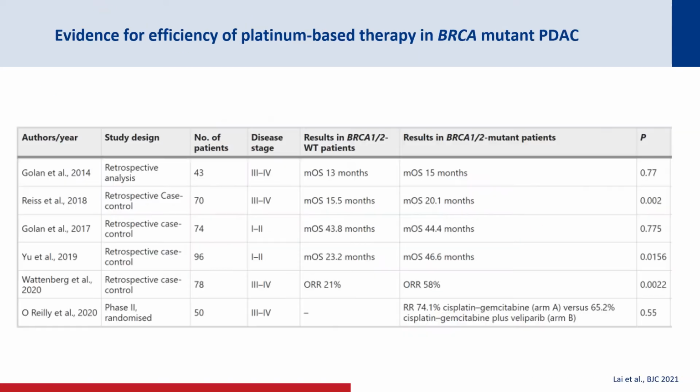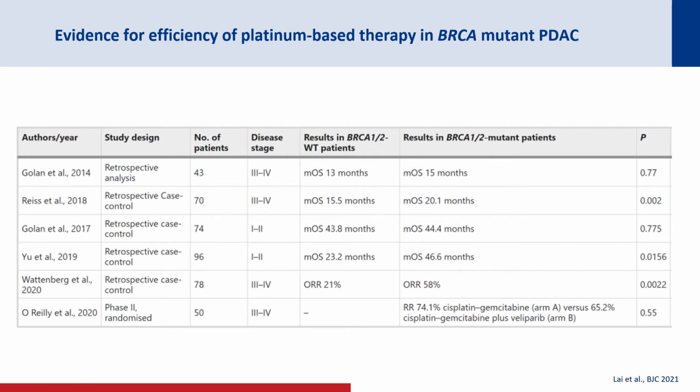Let's take a look at the evidence we have for the efficacy of platinum-based therapy in BRCA mutant PDAC. Up to now, it's mostly retrospective case control studies that suggest a survival benefit for BRCA mutant PDAC patients compared to BRCA wild-type patients receiving a platinum-based chemotherapy.